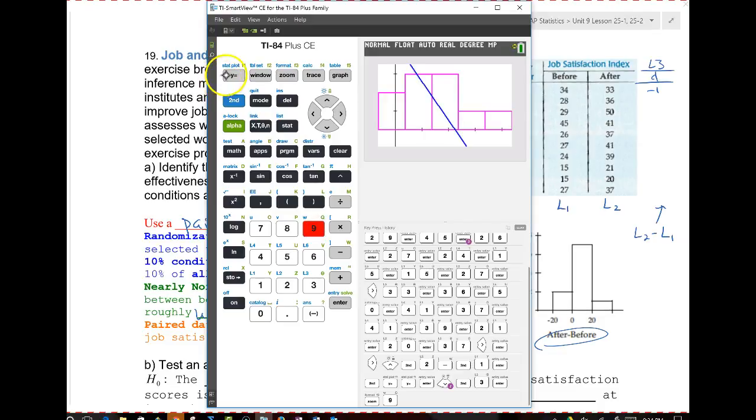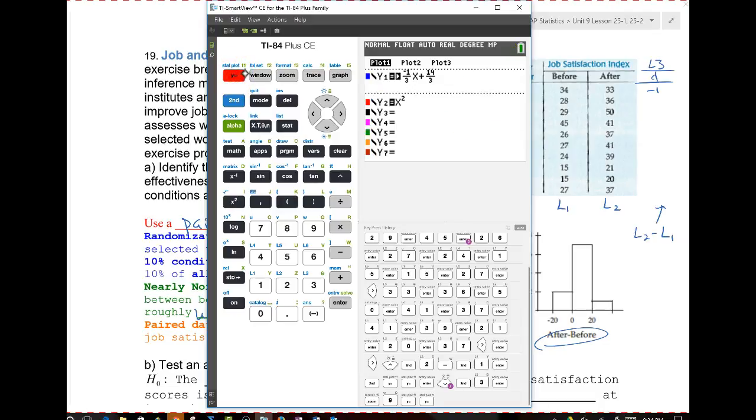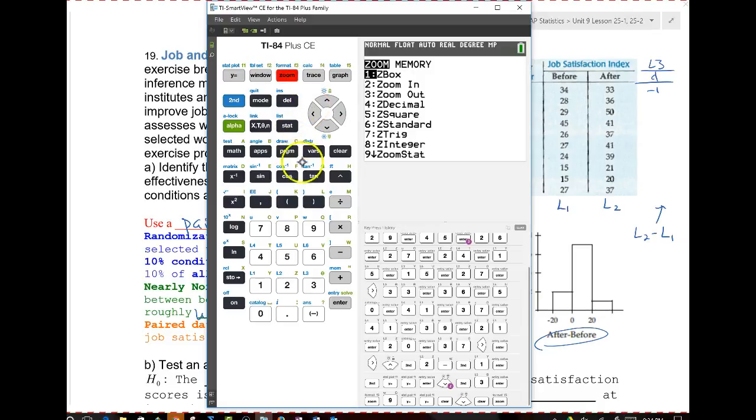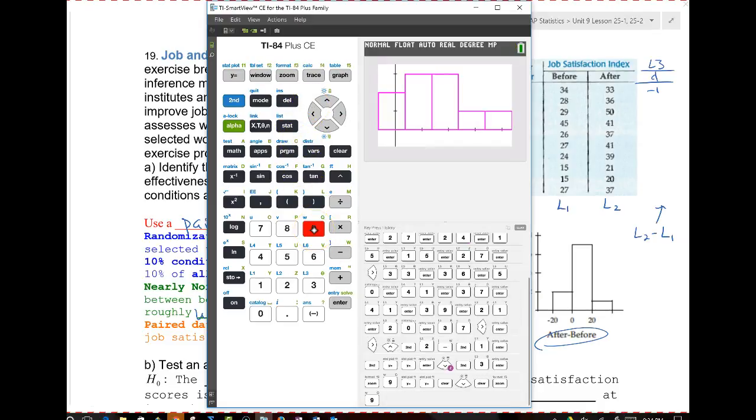Now, oops, I have a y equals on here. I need to take that off. Where's my y equals? I need to clear these things. All right, I'm going to go zoom 9 here again, a little bit easier so I don't have to look at it. All right, so that's it.